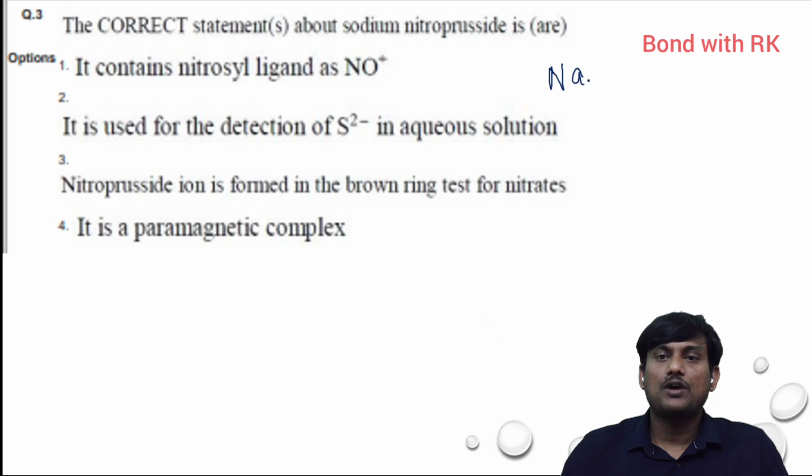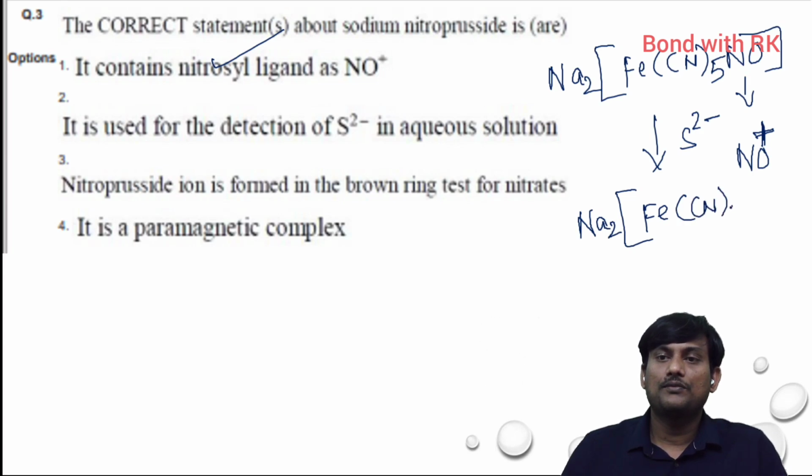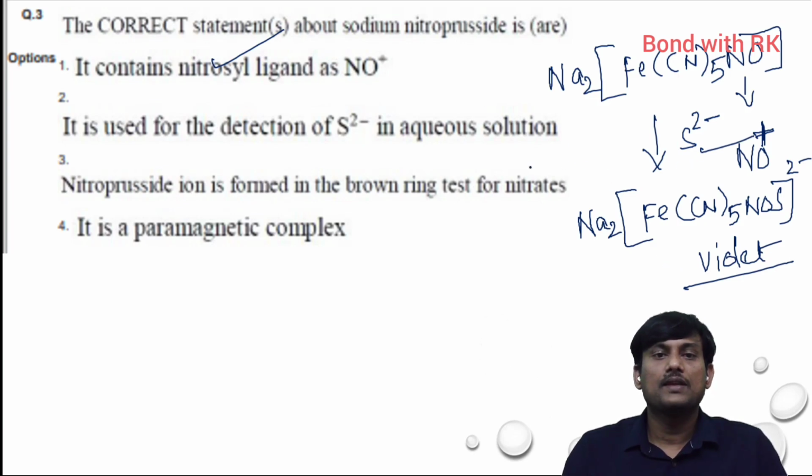The correct statements about sodium nitroprusside. This is the formula: Na2[Fe(CN)5NO]. Here NO is in the form of NO+. It's a nitrosyl ligand. This one is correct. It is used for the detection of S2 minus. When you treat with S2 minus, this one will become Na4[Fe(CN)5NOS]. Okay, this complex is violet in color. So this test is used for the detection of sulfur.